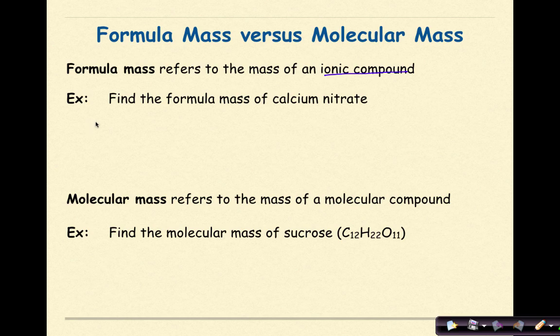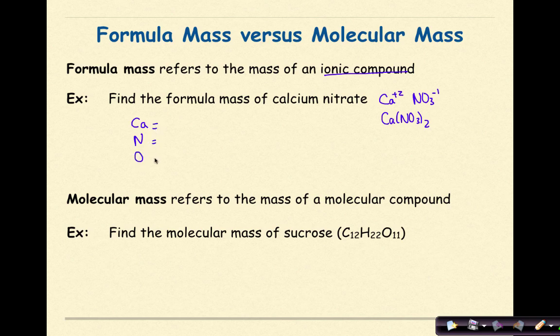So let's look at an example. Find the formula mass of calcium nitrate. Before I start to do any type of calculation, I've got to make sure that I have the correct formula for calcium nitrate. I know that calcium is Ca plus 2, and I know that nitrate is NO3 minus 1. And I'm going to cross these down to get the correct formula, which is Ca(NO3)2. So in this formula for calcium nitrate, we have calcium, we have nitrogen, and we have oxygen.